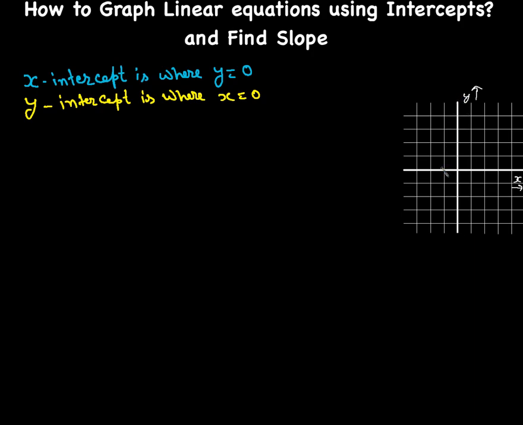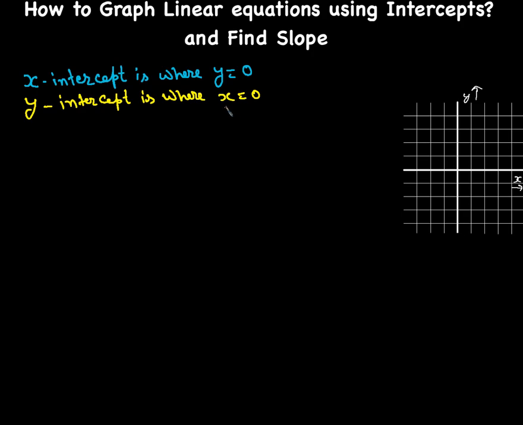So the x-intercept point is on the x-axis and y is 0. And for the y-intercept, the point is on the y-axis. That means our graph intercepts the y-axis, and that's where the value of x is 0. Alright, and we're gonna use those intercepts to make a graph for the linear equation.